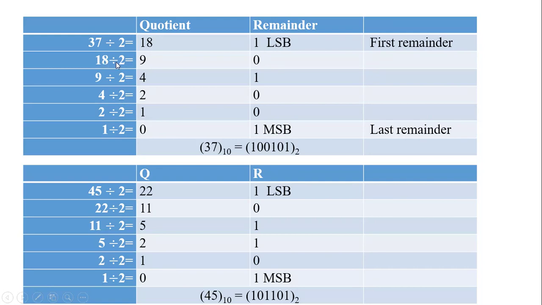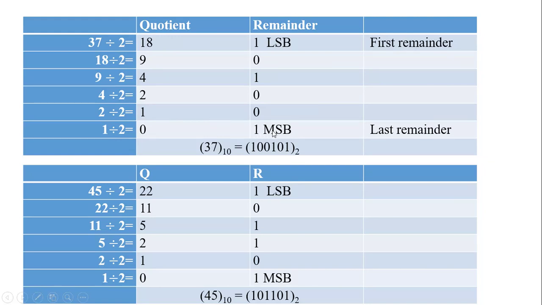18 divided by 2. This is the quotient, so you have to divide the quotient by 2. In this division we get 9 as a quotient and 0 as a remainder. Again divide 9 by 2, so we get 4 as a quotient and 1 as a remainder. This 4 is divided by 2 again, so the quotient is 2 and the remainder is 0. 2 divided by 2, so the quotient is 1 and the remainder is 0. 1 divided by 2, so the quotient is 0. This is the stopping criterion. You have to stop here when the quotient is 0, and this is the last remainder.